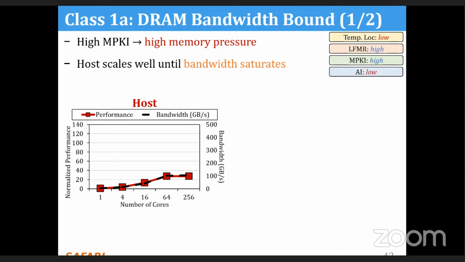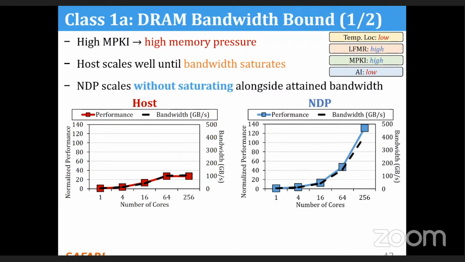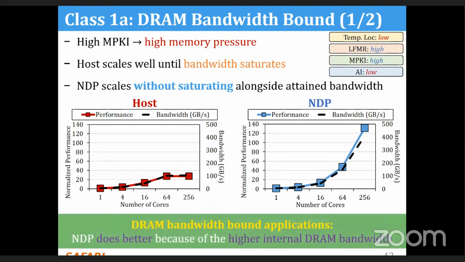And here, you see some results. These are for host, performance results and bandwidth results, and these are for NDP, for the near memory side. As you see, at some point, the performance and the bandwidth in the host, when increasing the number of cores, saturates, while the NDP side is able to keep exploiting more bandwidth, and this way increasing the performance, as you see. So NDP scales without saturating due to the bandwidth. So these are DRAM bound applications and NDP does clearly better than the host side.